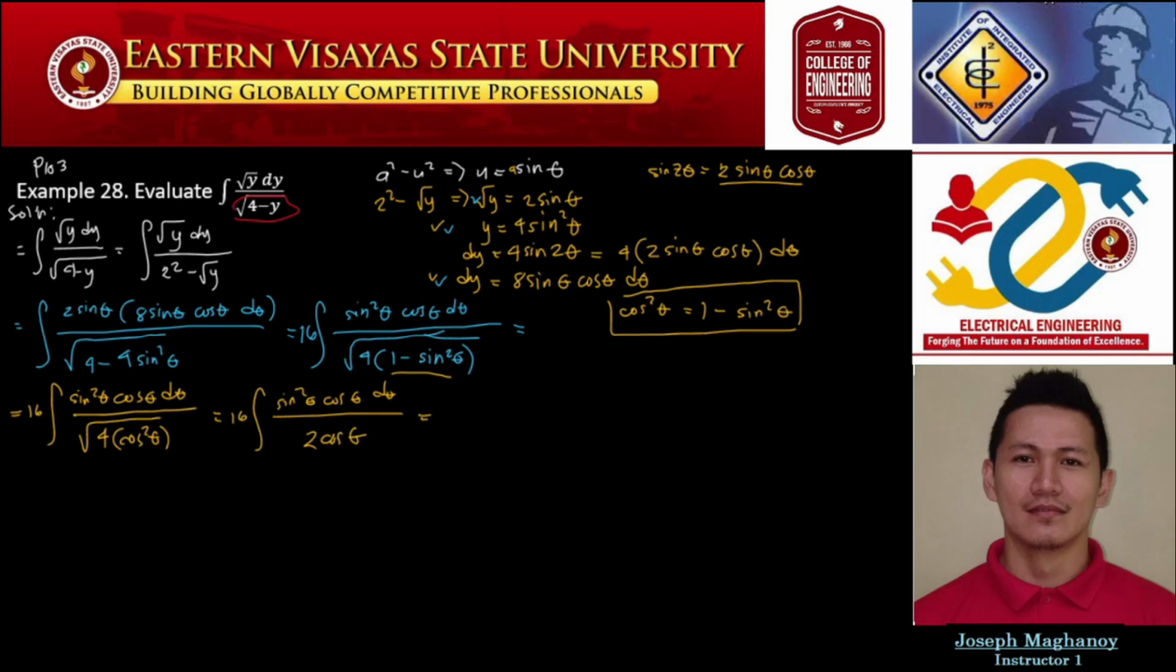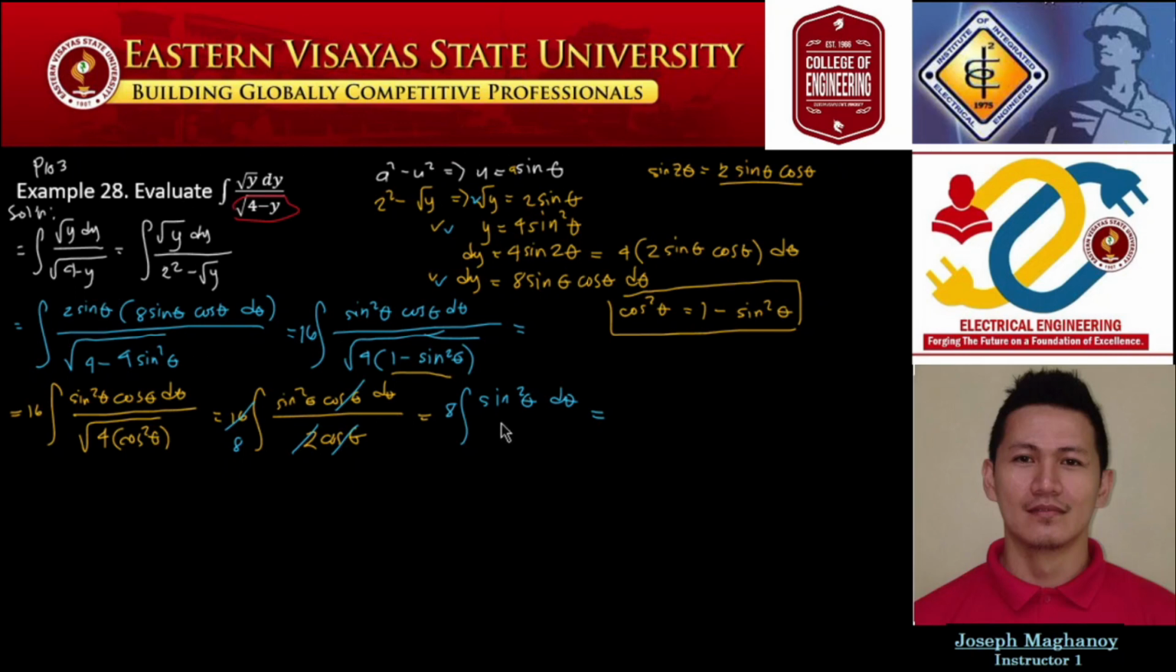Okay, so we cancel out some common factors. If we cancel out 2 from 16, that is 16 over 2, it will become 8. And for our numerator, we also have common factors here. So we can cancel out cosine theta and cosine theta. So the remaining is 8 integral of sine squared theta d theta. We don't have a denominator anymore. We already canceled it out.